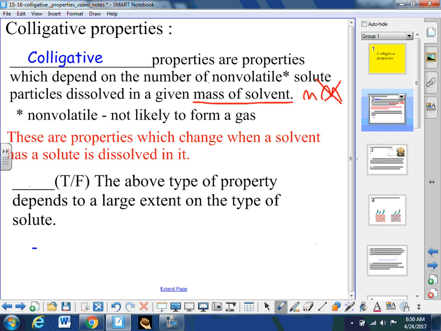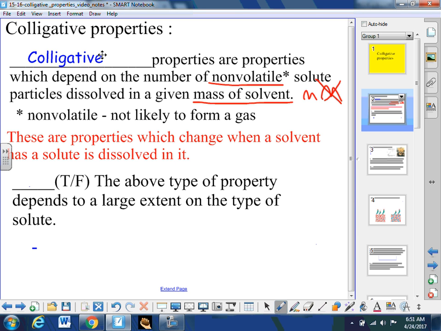Non-volatile is kind of a key characteristic of these particles. Non-volatile means they are not likely to form a gas. And so things that are volatile tend to vaporize. So gasoline, perfume, things with a strong odor tend to be volatile. Things that are non-volatile do not tend to form a gas. Things like rocks, concrete, wood are all non-volatile substances.